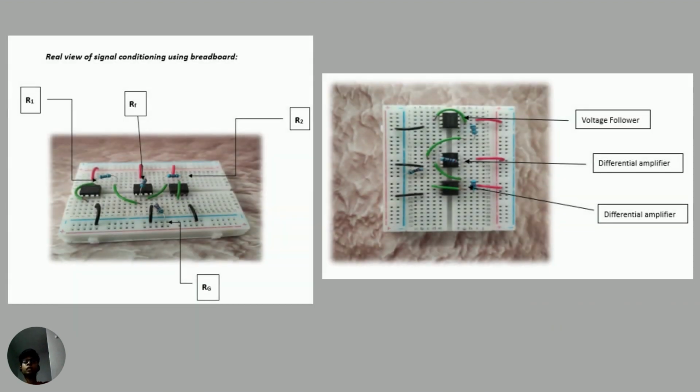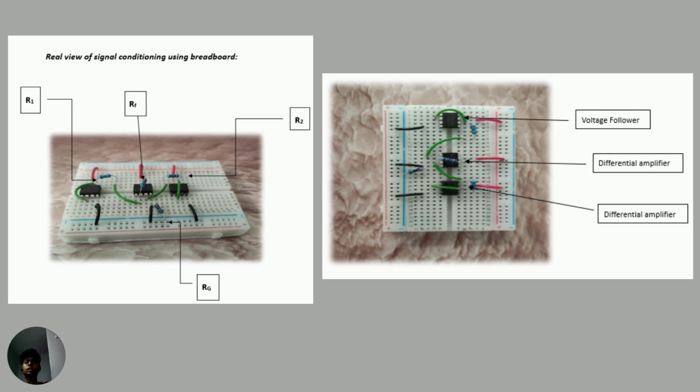Next, shown here is the real view of the signal conditioning using a breadboard. The first arrow here shows the voltage follower, the second is the differential amplifier, and the third is a voltage follower as well.